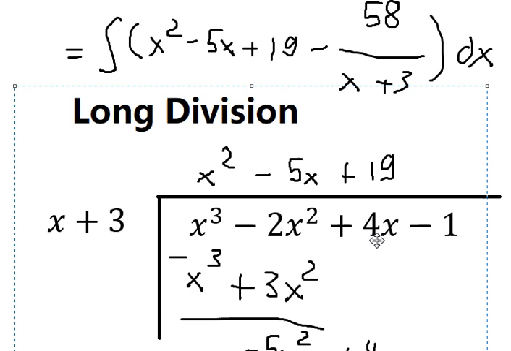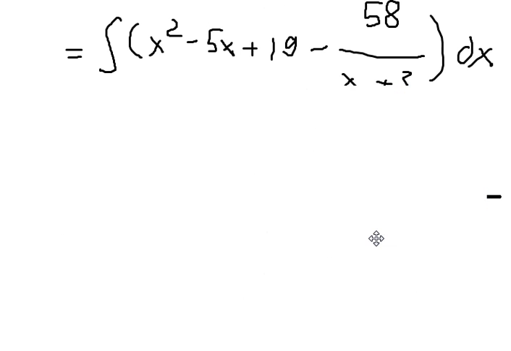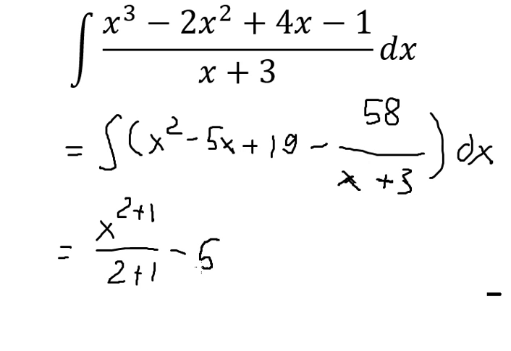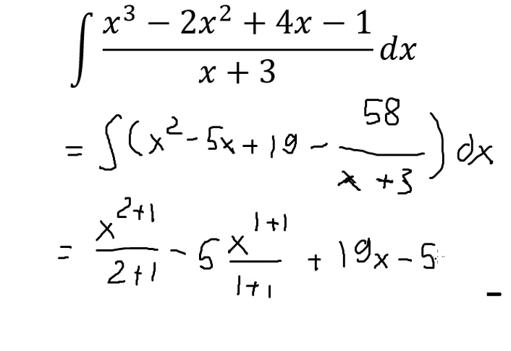After we got this one, we can find the final answer in here. The integration of s squared, we have s to the power of 2 plus 1 over 2 plus 1. About this one, we have s to the power of 1 plus 1 over 1 plus 1. The next one is 19s. And the next one, that's negative 58.